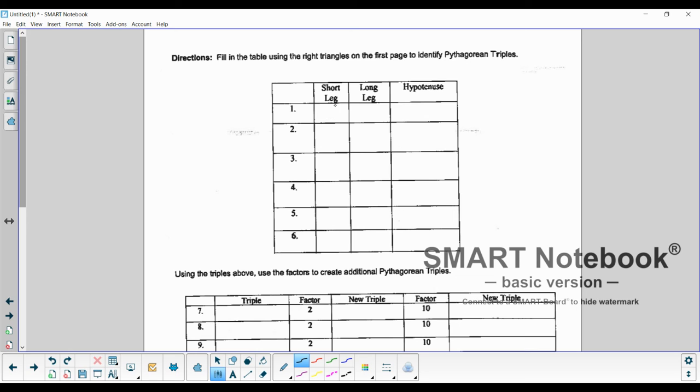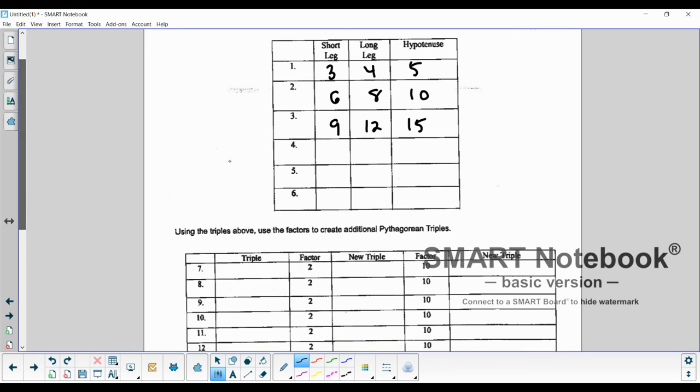So on page 37, let's take the ones that we just had, 3, 4, and 5. We had, this is for a different page, but that's okay. We had 6, 8, and 10. We have 9, 12, 15. We have 30, 40, 50. We have 60, 80, 100. And then we also have 5, 12, 13. These are all Pythagorean triples.